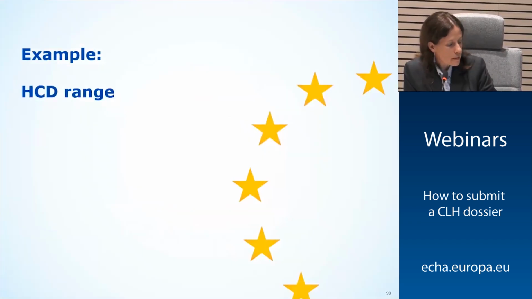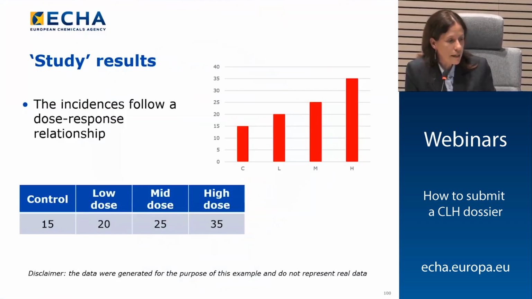So a bit more about historical control data range, but in this case within the 5 years. So this is completely fictitious study results. I made up the data, so they're completely decided on the table. And therefore you have this nice dose response relationship. You see that there's a control, the low dose, the medium, and the high dose.